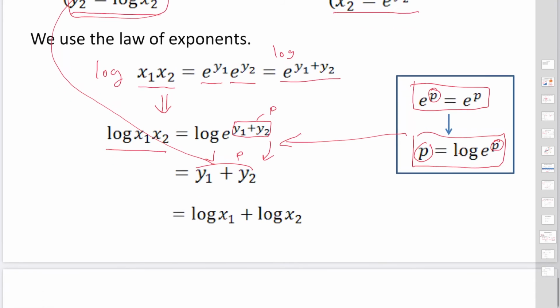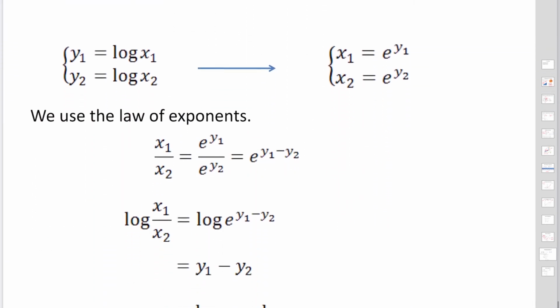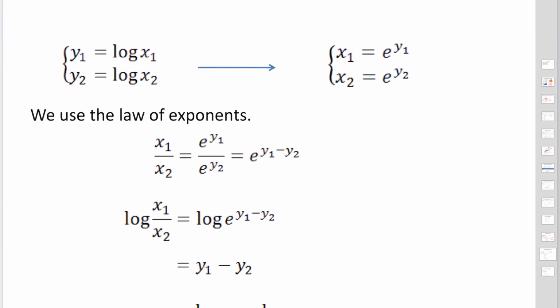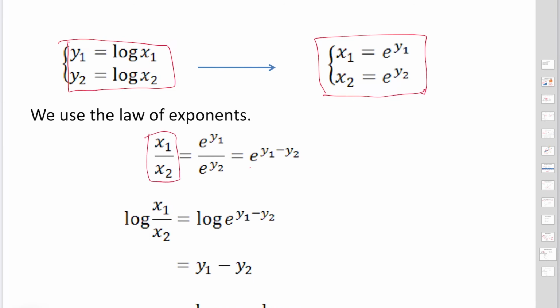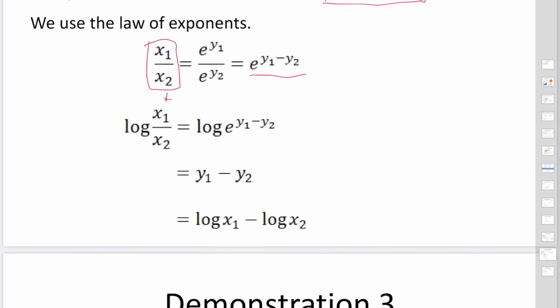With the same technique, we prove the next formula. Again, starting the same way, we express x sub 1 and x sub 2 using the exponential function. Now x sub 1 over x sub 2 can be expressed as exponential y sub 1 minus y sub 2, and we substitute. Then again we can express it as log x sub 1 minus log x sub 2.